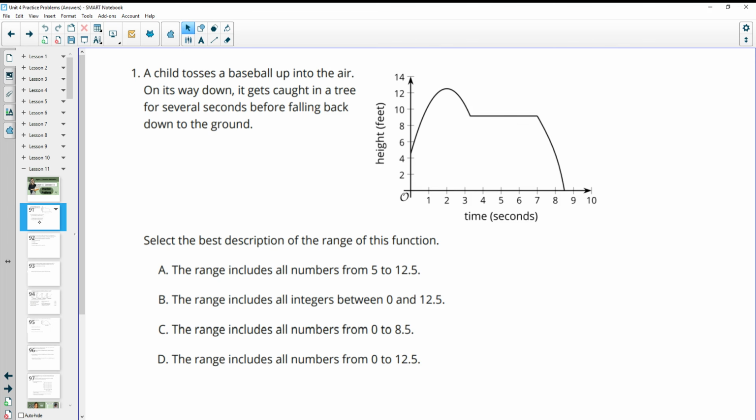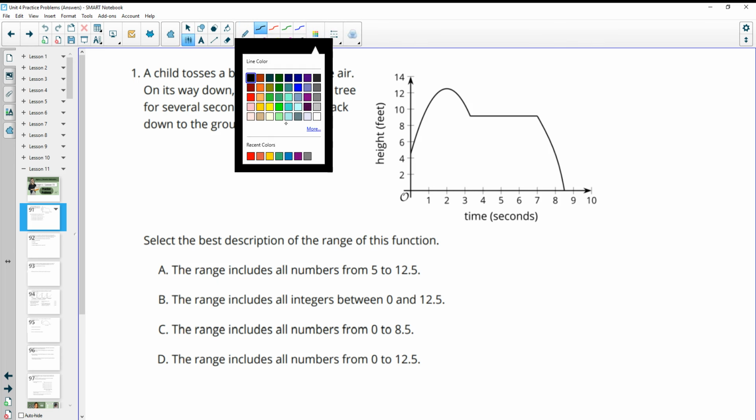Number 1, a child tosses a baseball up into the air. On its way down, it gets caught in a tree for several seconds before falling back to the ground. So the ball is thrown up in the air, starts to come down, gets stuck in a tree here for a little bit, then falls down to the ground. Select the best description of the range of this function.